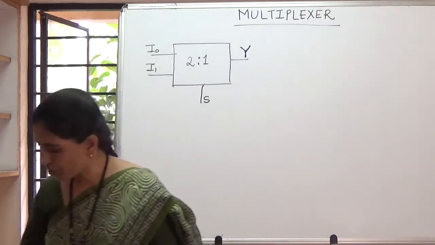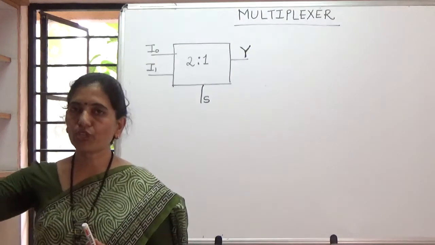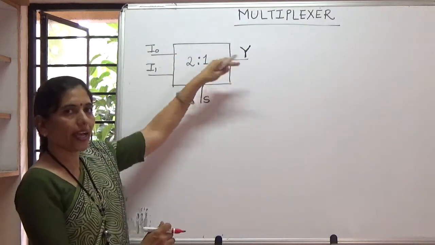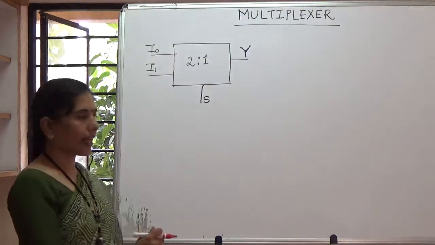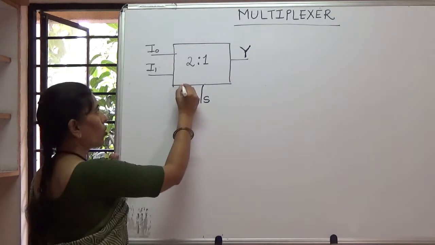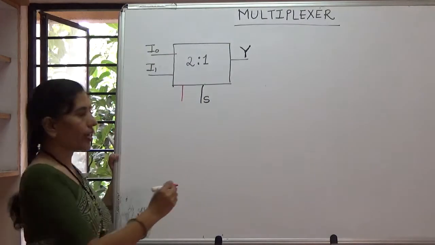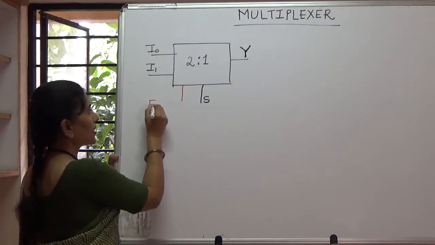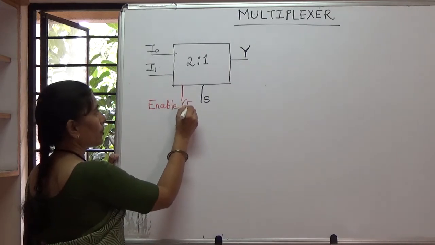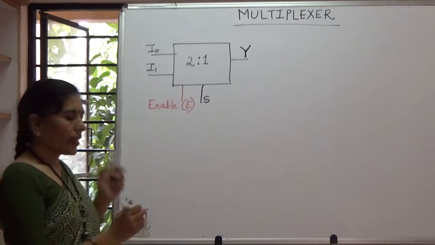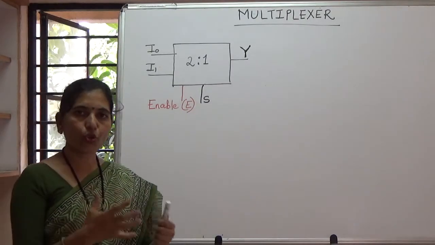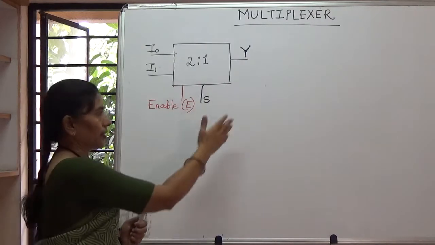So in addition to the minimum required pins for a 2:1 multiplexer, that is two input lines, one output line and one select line, we will have one more line which is an input line called the enable pin. Typically it is denoted by the symbol E. Now how does this enable pin control the function of the multiplexer?